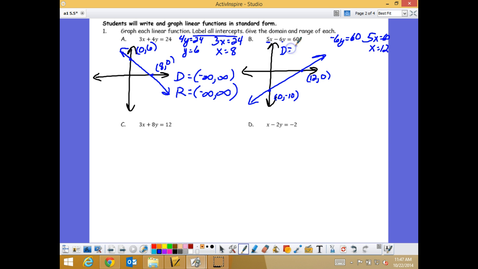Domain, once again, is negative infinity to infinity. Range also negative infinity to infinity.